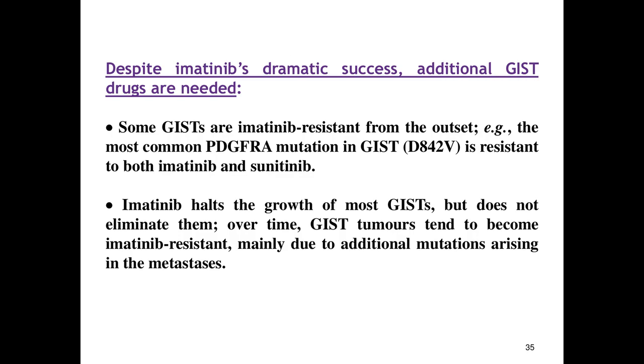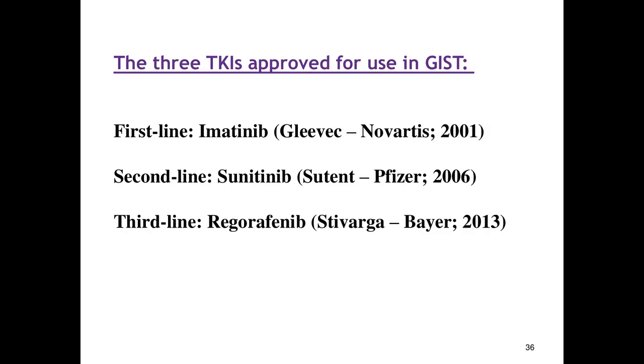Imatinib has been a tremendous breakthrough drug for GIST, but we still need more drugs. Some GISTs never respond to imatinib. Many GISTs respond to imatinib initially, maybe for many years, but over time the tumors tend to become resistant to imatinib due to additional mutations, and therefore we need to have additional drugs. So I've already mentioned these three. I won't go over this again. The three, which are now the first, second, and third line drugs for GIST, imatinib, sunitinib, regorafenib, which have been with us for more than a decade or so.